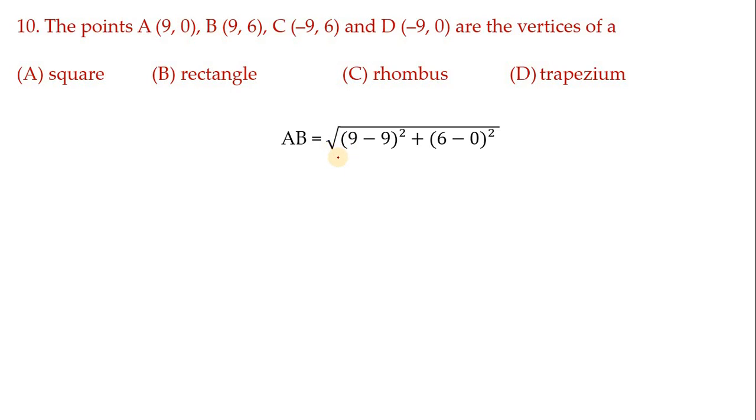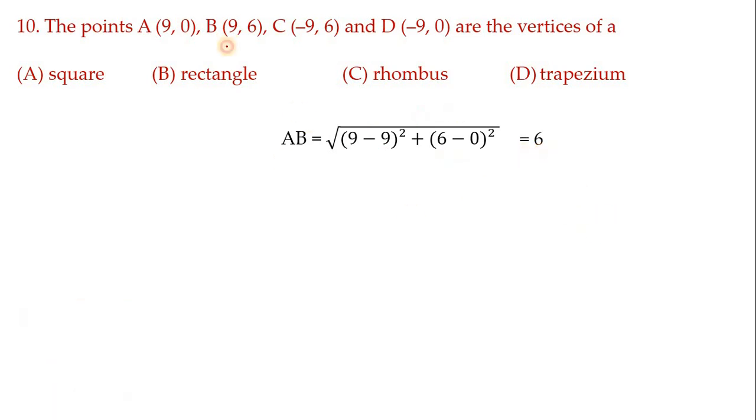Now substitute the values, children, and you are familiar with how to substitute the values. So x2 value is 9, x1 value is also 9, and y2 is 6 and y1 is 0. So we have got this. Now let us simplify this. 9 minus 9 is how much, children? 0. So here we get 0, and here 6 minus 0 is how much? 6. So 6 square means we get 36. So 0 added to 36, how much will we get? 36 only. So root 36 means we get 6.